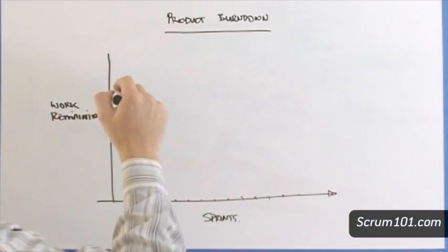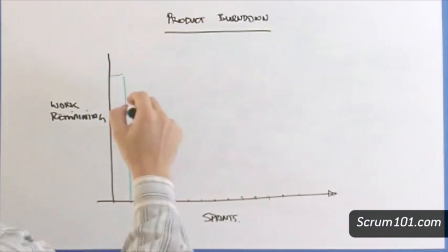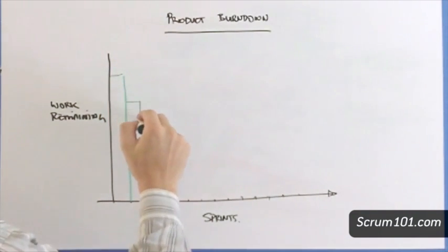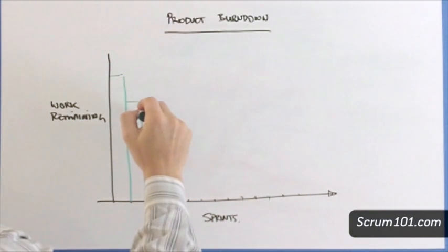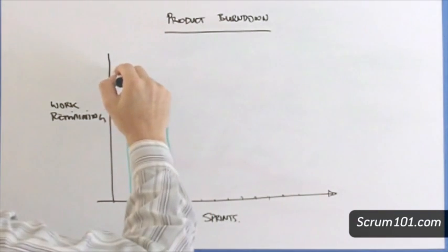Let's talk about the product burndown graph. The product burndown graph shows the total amount of work remaining at the start of each sprint. This graph can provide useful feedback, illustrating both the steady reduction of the product backlog and how the team is performing as a self-organizing unit.